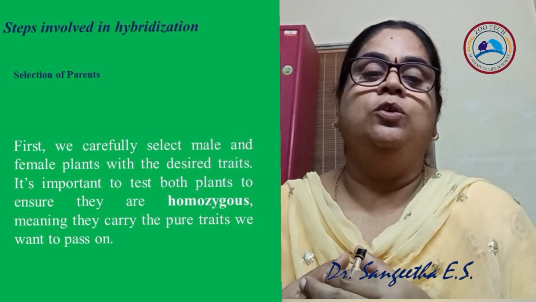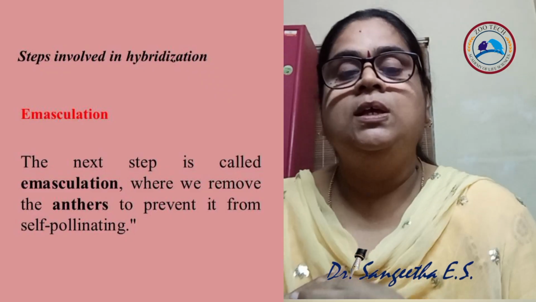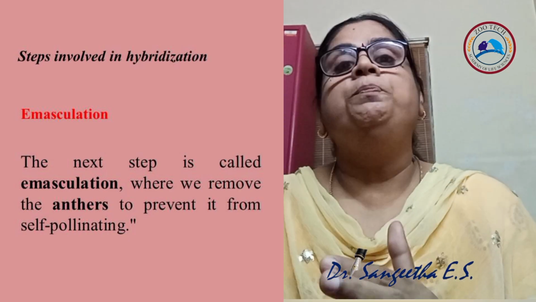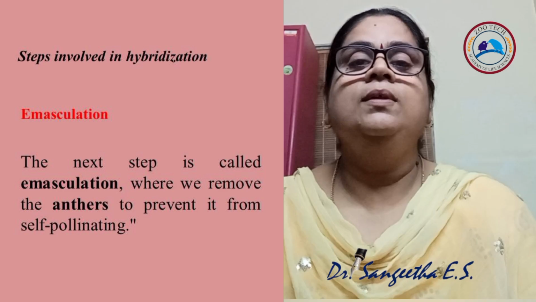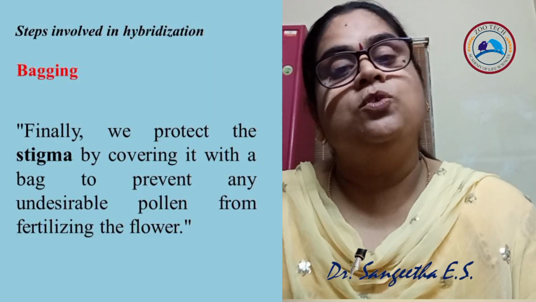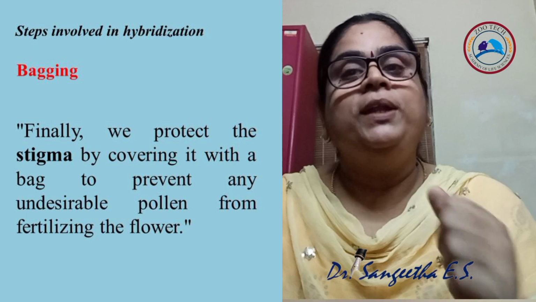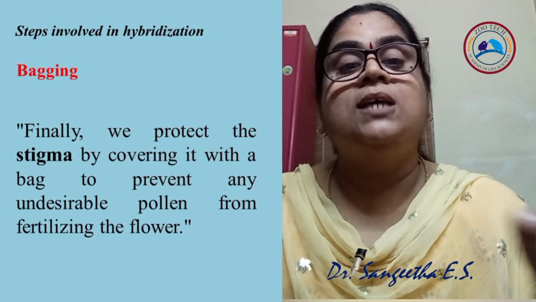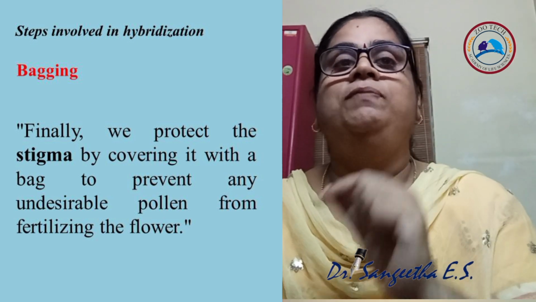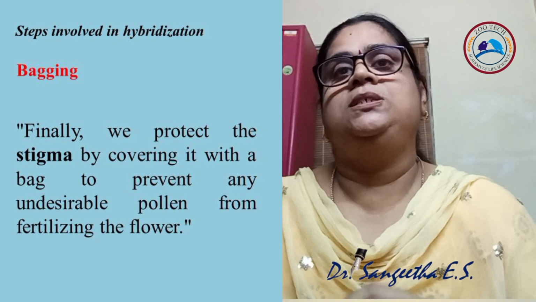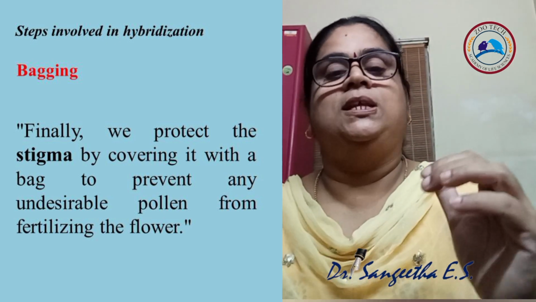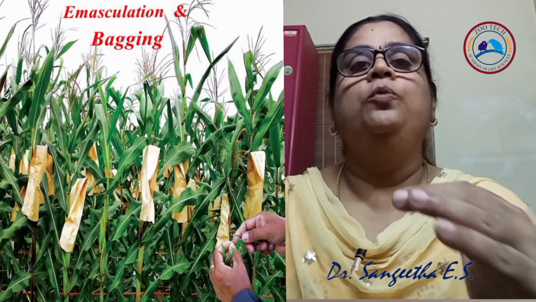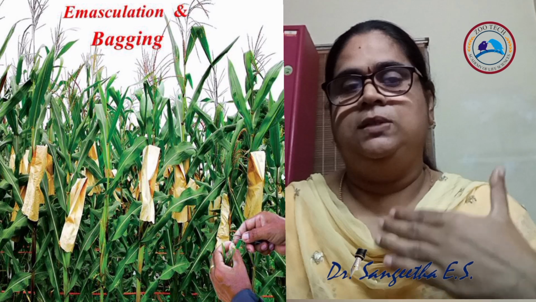The second step, as I told you already, is called emasculation. What do we mean by emasculation? In it, you remove the anthers to prevent self-pollinating. And finally, the other one is called bagging. We protect the stigma by covering it with a bag to prevent any undesirable pollen from fertilizing the flower. So these are the three steps involved in hybridization: the selection of parents, emasculation, and bagging. Now I think you're clear with the steps involved in hybridization.